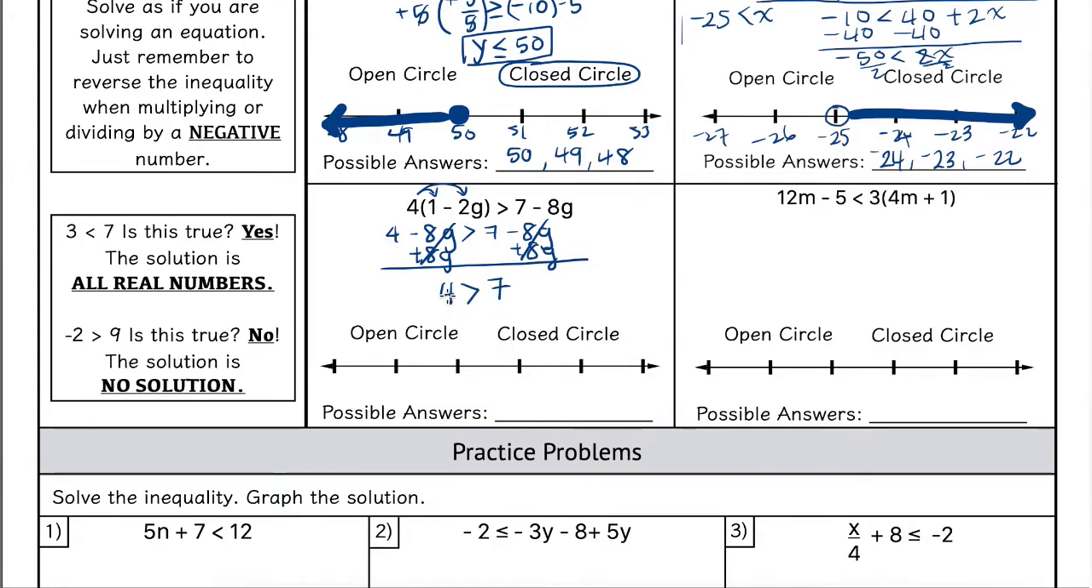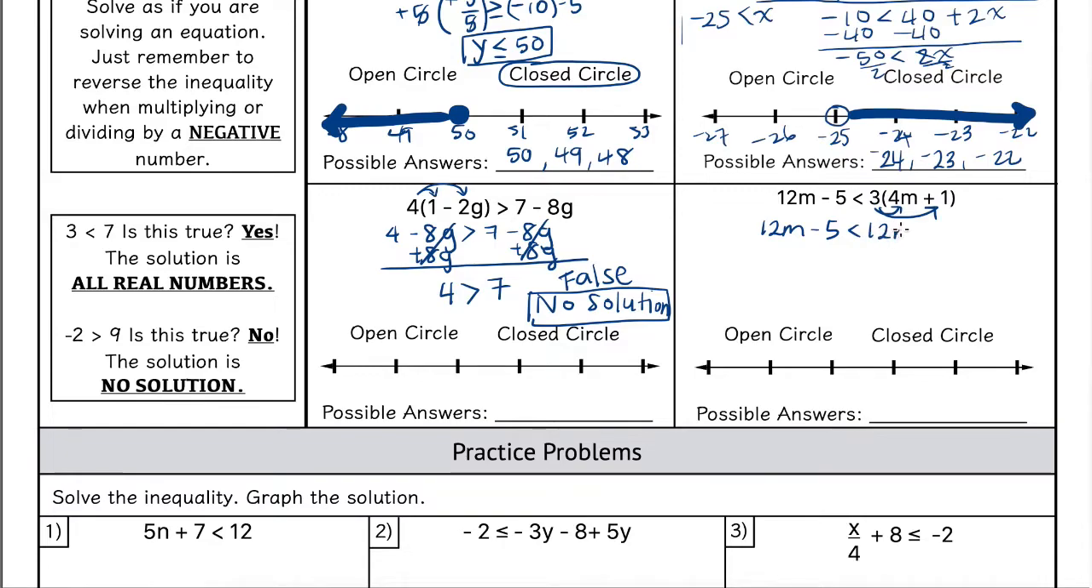Now let's think about this. Is 4 greater than 7? This is completely false. It's not true. 4 is not greater than 7. Just like negative 2 greater than 9 is not true. If your inequality is not true and it's false, then the solution is no solution. And we do not graph this. There's nothing to graph.